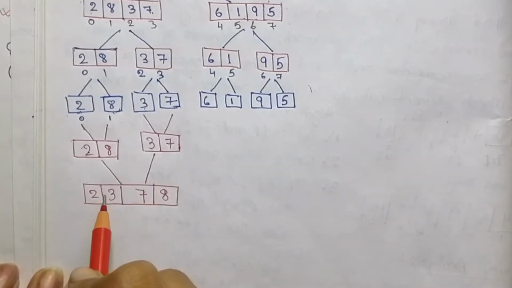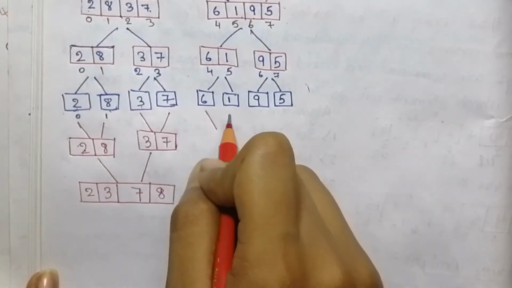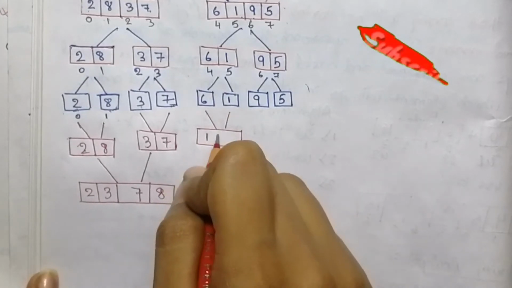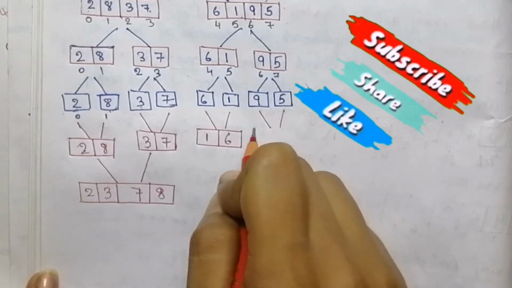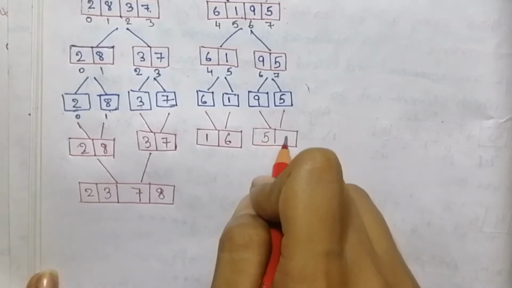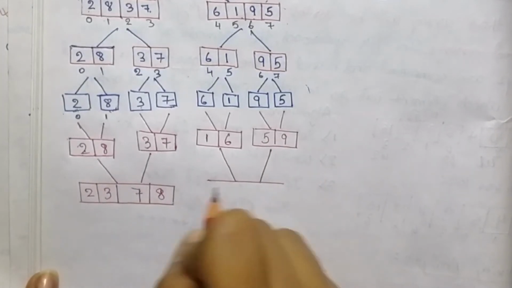Now the same process will continue for the second sublist. Here 6 and 1 should be compared, right? So we need to swap them. 1 will be stored in the first position and then 6, right? Similarly here 9 is greater, right? So 5 will be stored first, then 9. Now again these 2 sublists will be combined into a single list.